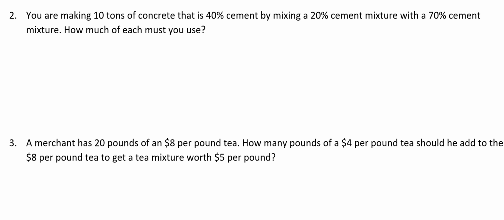Number 2. You are making 10 tons of concrete, that is 40% cement, by mixing 20% cement with a 70% cement mixture. How much of each must you use? So again, making our boxes.